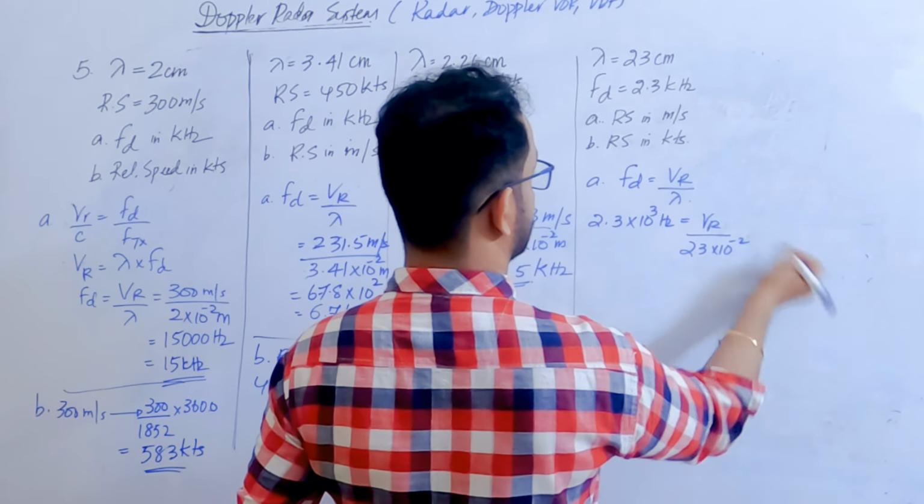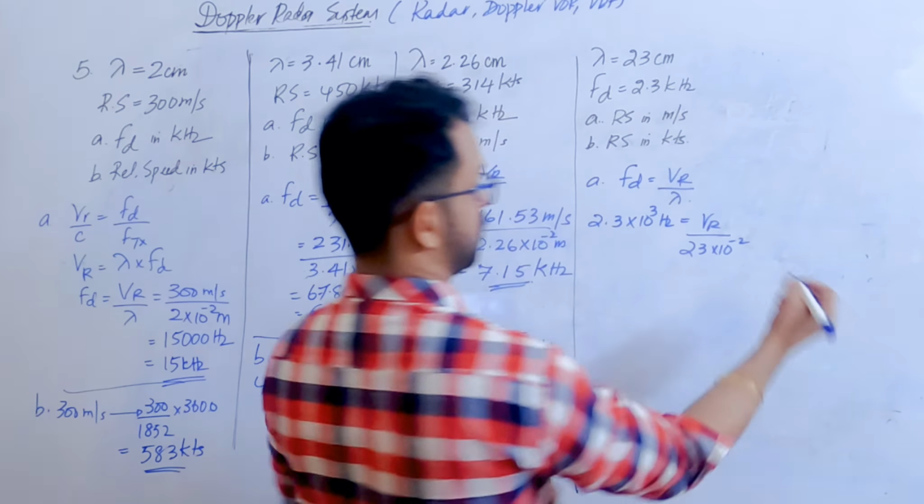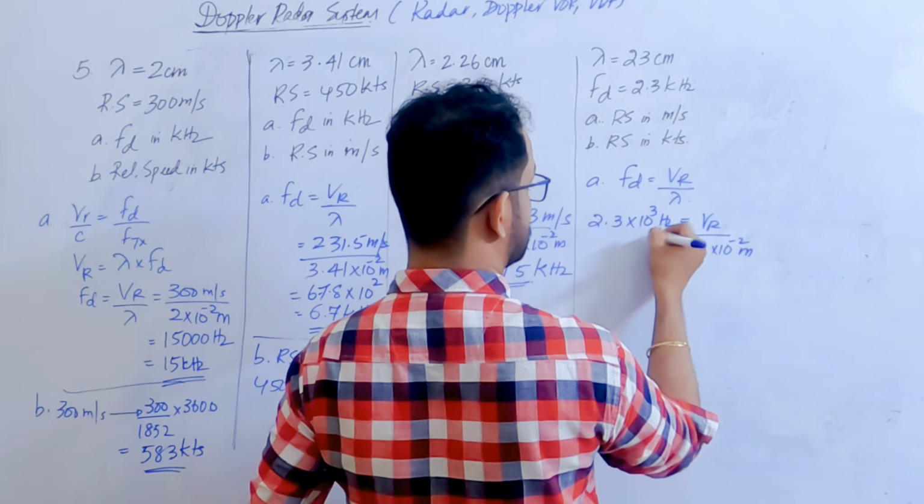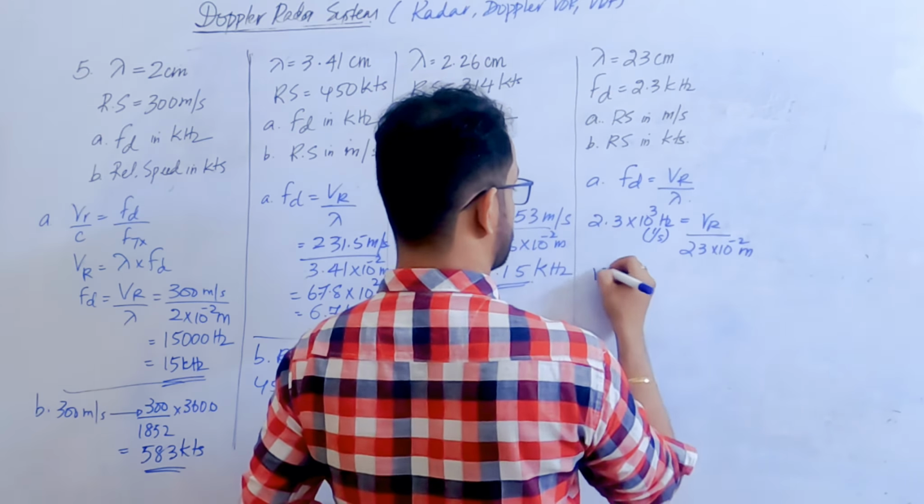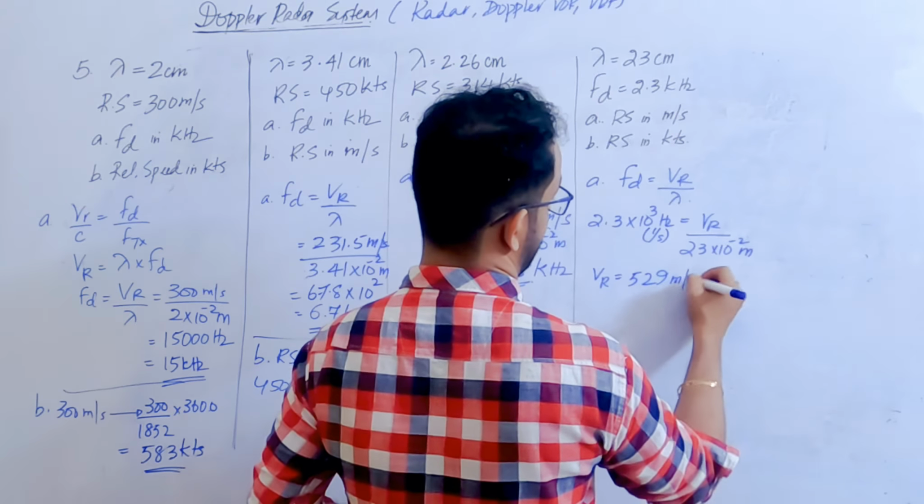You have to convert that to meters. And now the relative velocity will be in meters per second, because hertz is nothing but 1 by second. So relative velocity is 529 meters per second.